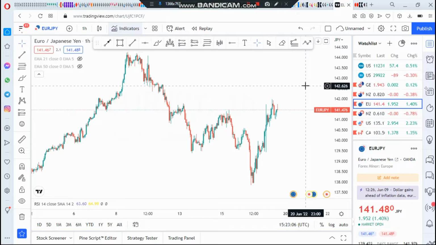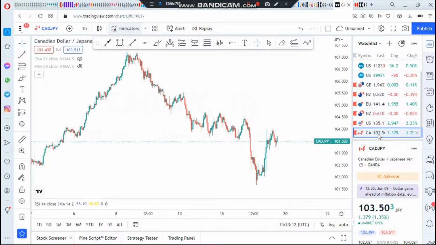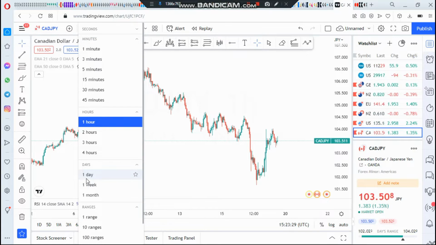So today I'll be analyzing CAD/JPY, that is the Canadian dollar versus the Japanese yen. Our analysis is a top-down analysis. So we actually start from bigger time frames to see the bigger picture of how the market is looking today. So I'm going to switch to a bigger time frame, that is the daily time frame.